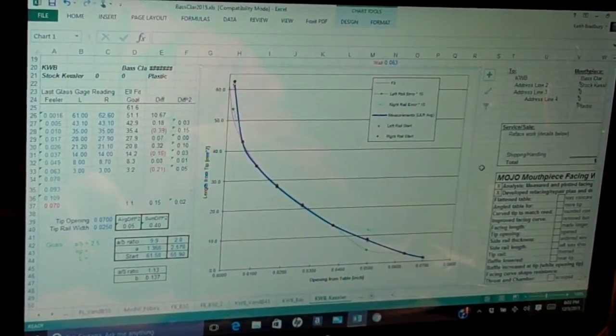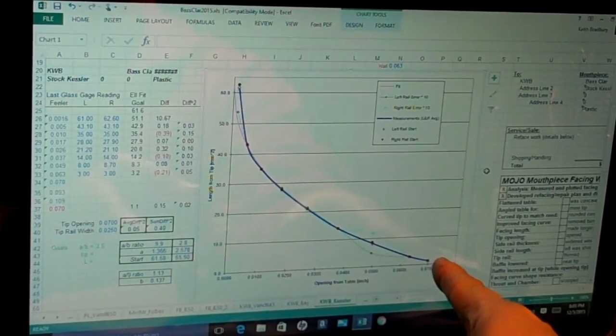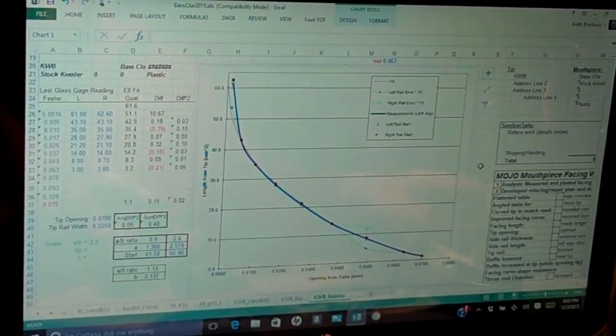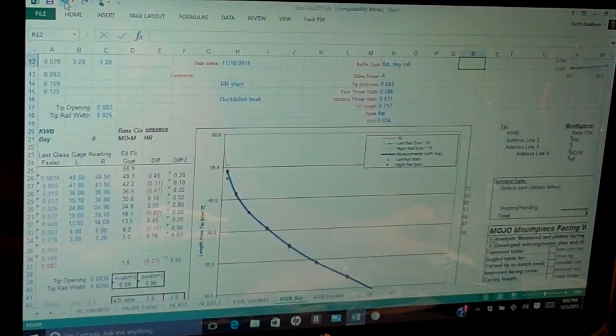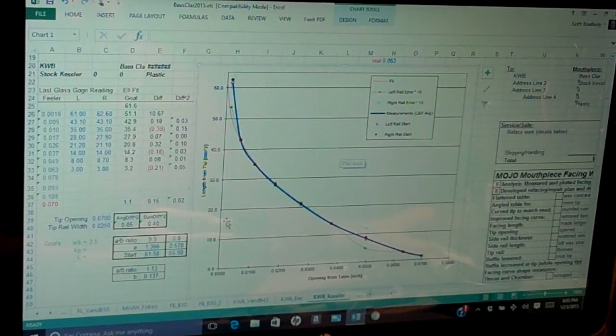So even though this tip opening is 70 thousandths, I needed a softer reed on it than the other two mouthpieces that had more open tips. So let me now overlay all three curves. Let's see if I can do that. Okay, let me get down here. I had put all the data down here in the scratch area. Just have to highlight it.